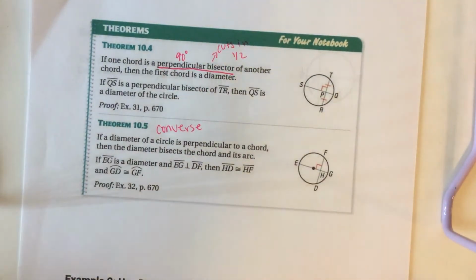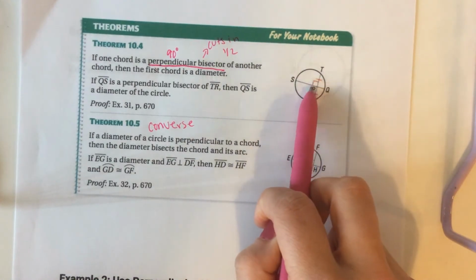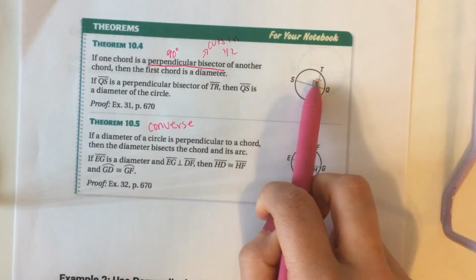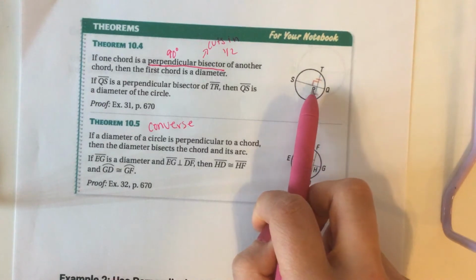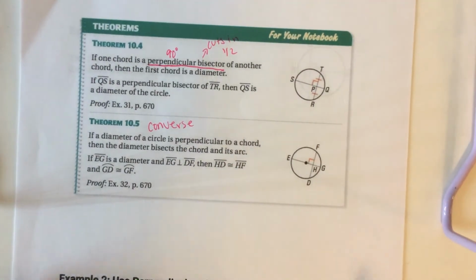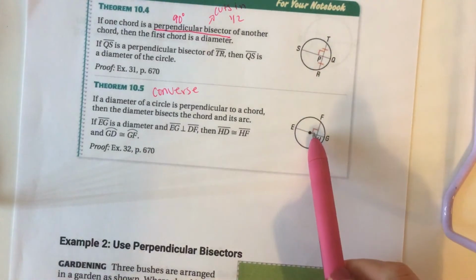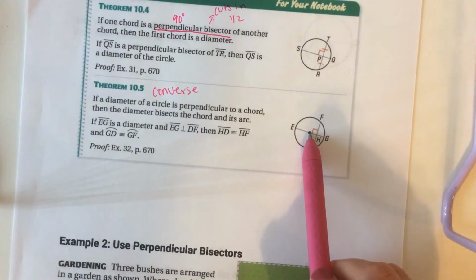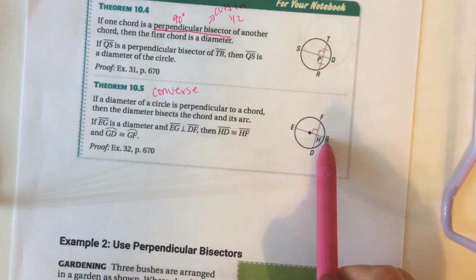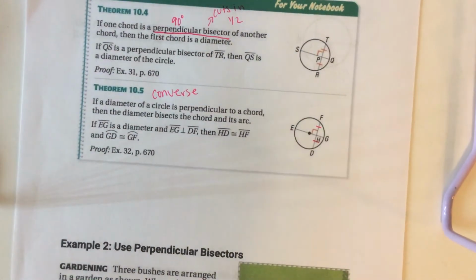So basically, if we have a chord that's bisected and intersects at a 90-degree angle, we can say that this chord right here, QS, is going to be the diameter. And if we look down here, using the converse of that same theorem, we see that they intersect at a 90-degree angle, and the fact that they put this point here tells us this chord EG goes through the center of the circle, which means it is a diameter, so we would know that it must bisect using that converse of the theorem.